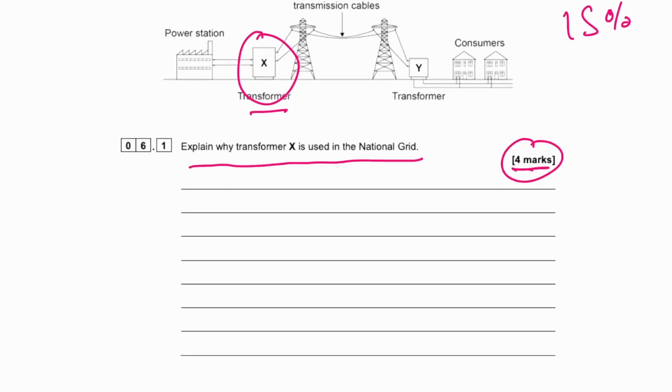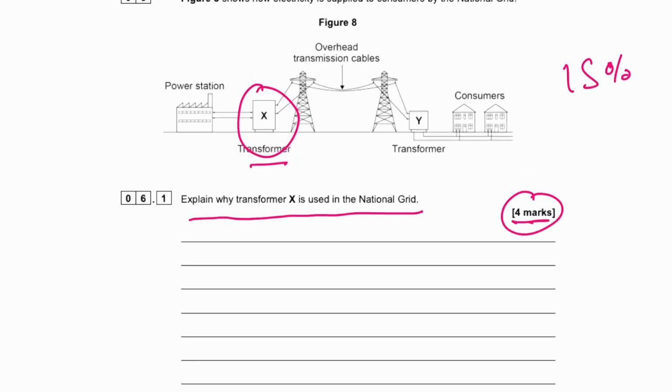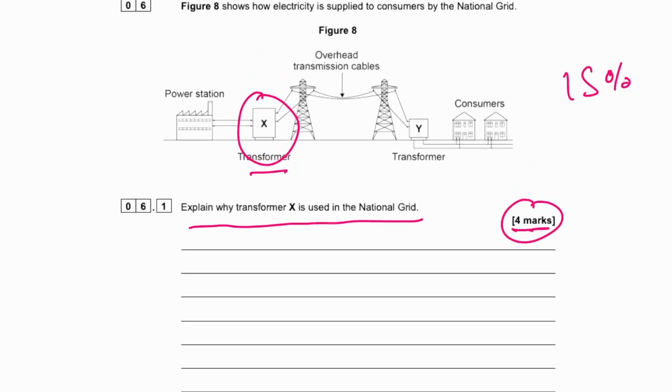The first step is to identify what kind of transformer this actually is. If you notice in the question, they didn't actually tell you what this transformer is, and they specifically labeled it as transformer X. Now, you can see our transformer is deliberately between the power station, immediately after the power station, and before the overhead transmission cables. So hopefully everyone should be able to identify that this is what we call a step-up transformer.